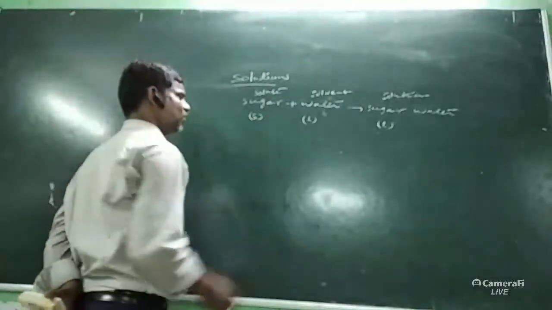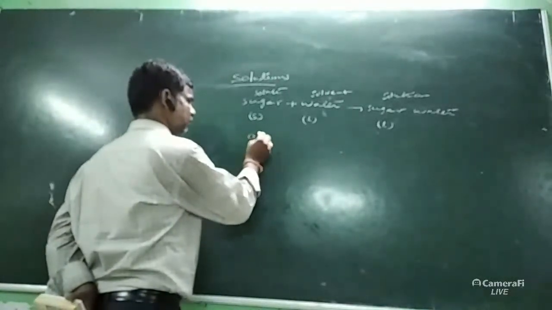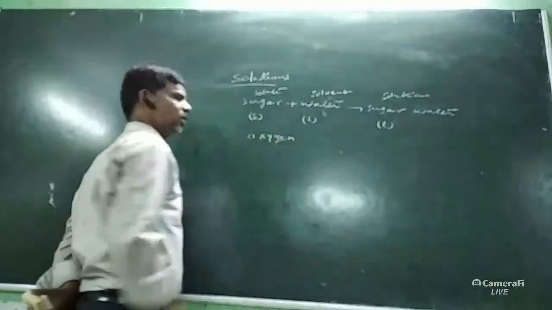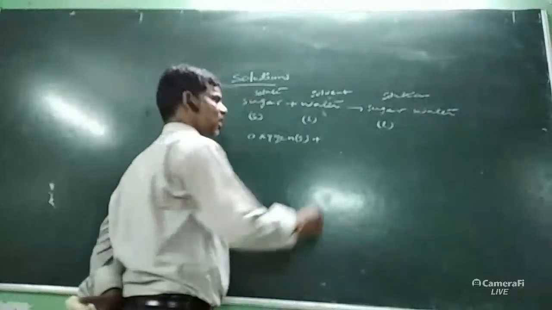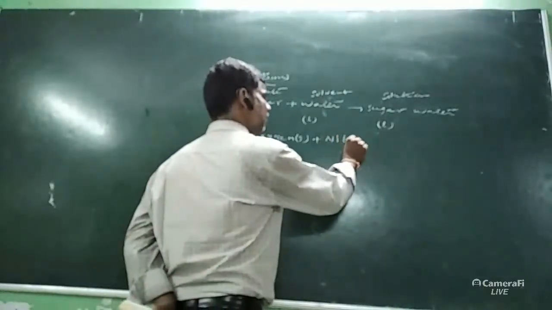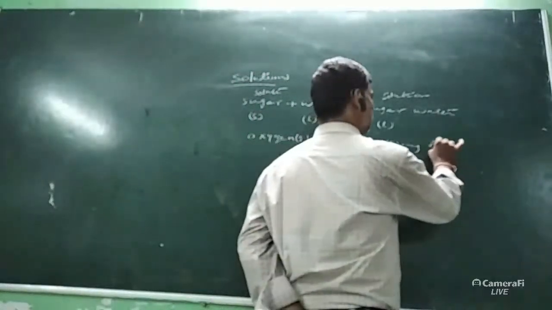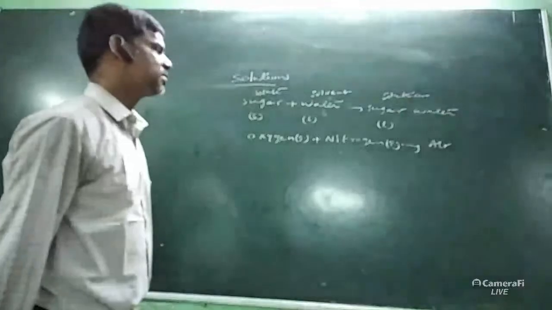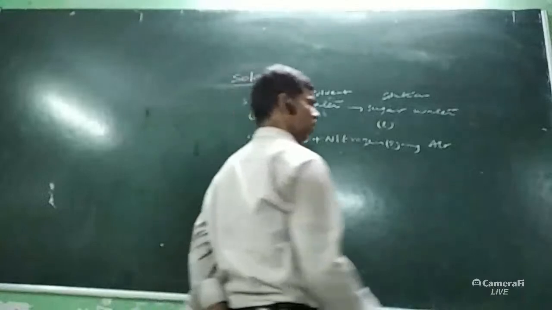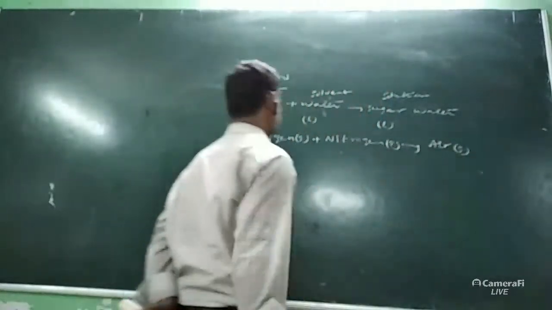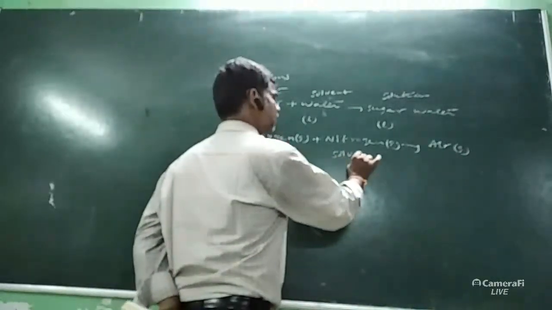Coming to one more example, suppose we take oxygen, which is a gas, and nitrogen, which is a gas. That is nothing but air. The mixing of oxygen plus nitrogen and the remaining other components is called air. That is nothing but gas only. So suppose we have the solute and solvent.